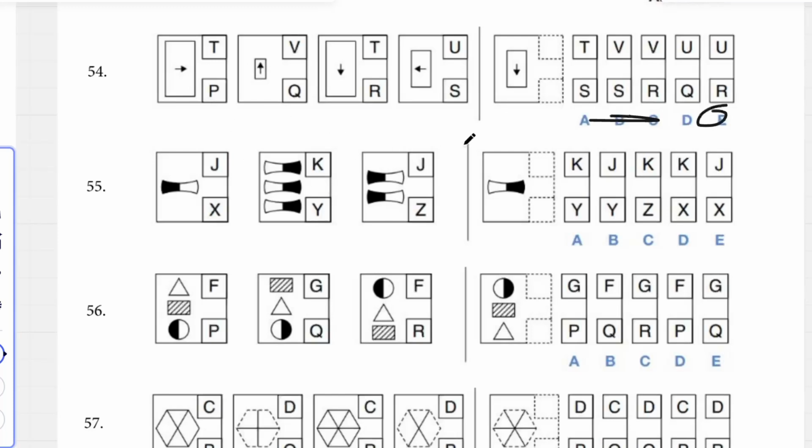55, the number of this is the same, so it's where the shading is on the left hand side. This one's on the right hand side, so it's going to be K at the top. And then how many are there? This is the bottom letter, it's going to be X at the bottom.